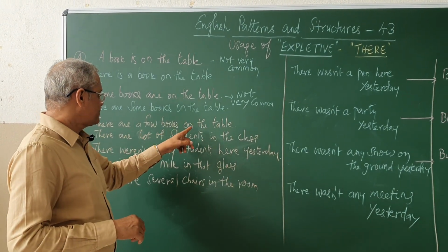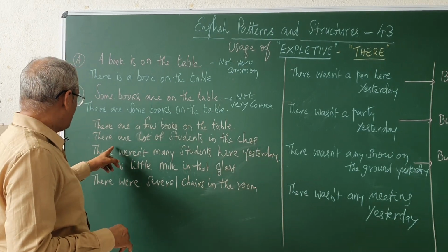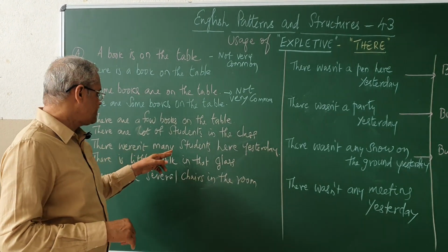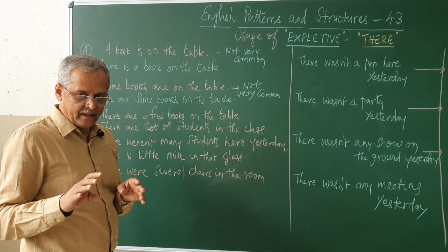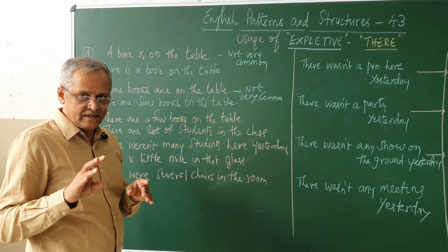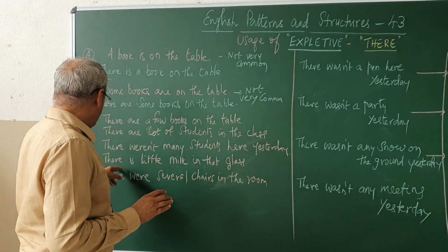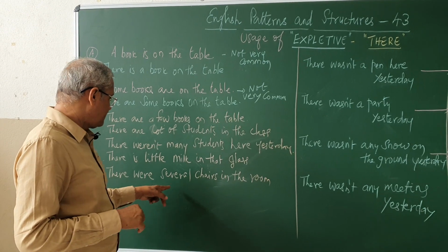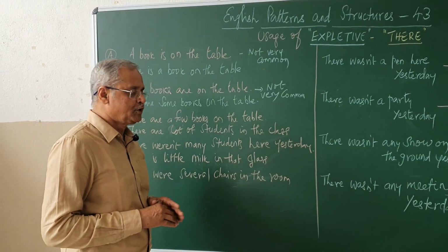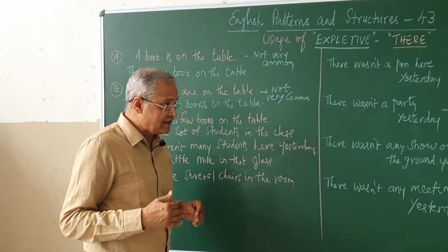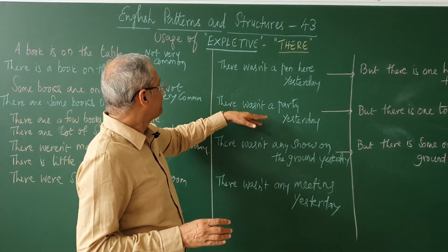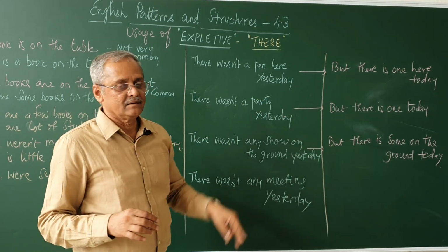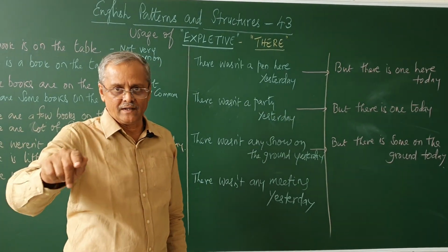There are few books on the table. There are a lot of students in the class. There weren't many students here yesterday. There is little milk in that glass. There were several chairs in the room. You see here, there wasn't a pen here yesterday, but there is one here today.